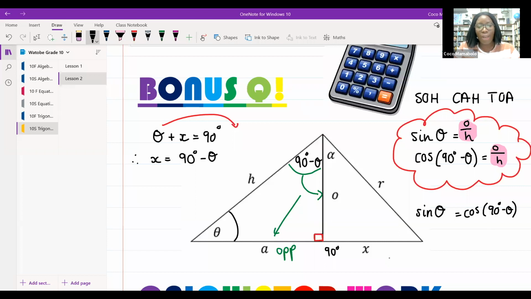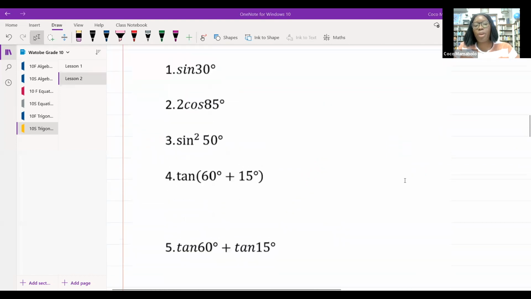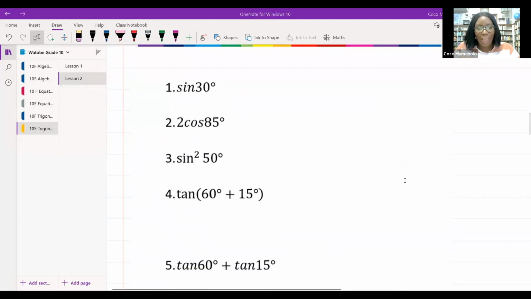Now somebody was like, ma'am, I'm confused. Why do we need our calculators? This is why. Because we are going to do these. Now, we're going to be doing some calculator work quickly.